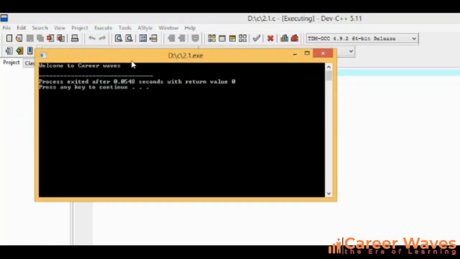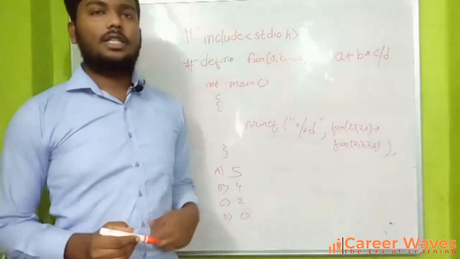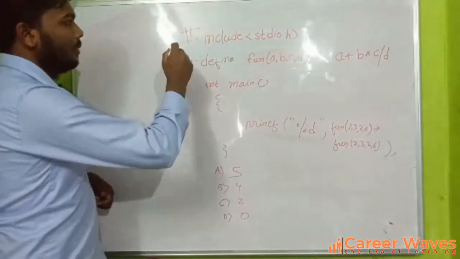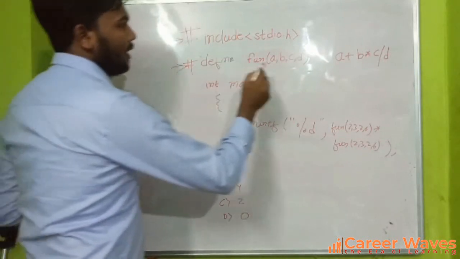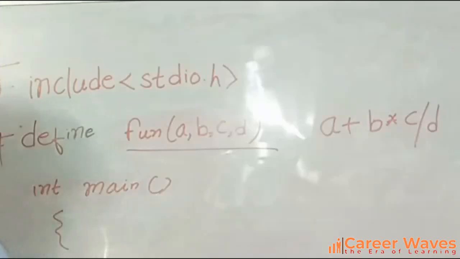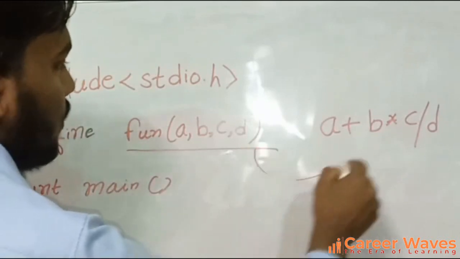As you can see, the output for this code is "Welcome to Career Waves." Now let us see the output for this code. Again, the preprocessor will start reading from this. When it comes to this line, it will try to resolve this. So wherever the function is written, that line will be replaced with this line.